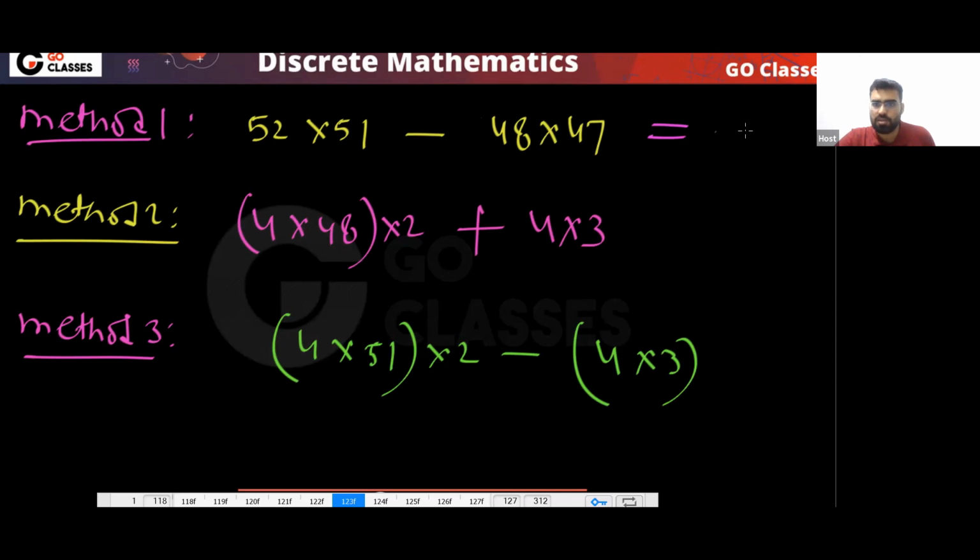396, right? So this will be 396. And what will this be? So this also will be 396. And I think this also will be 396. Anyway, the same question you can do by 3 different methods. Is this clear to everyone?